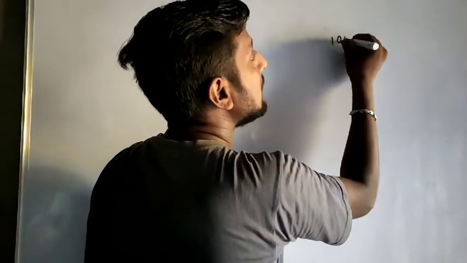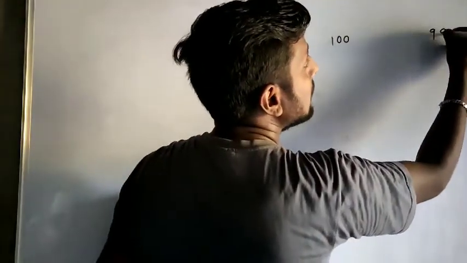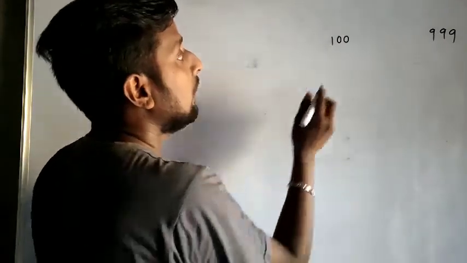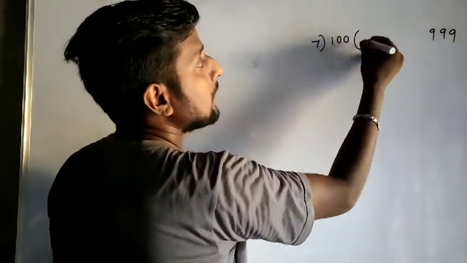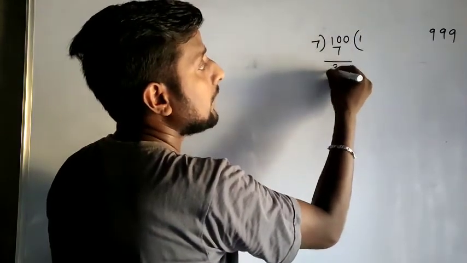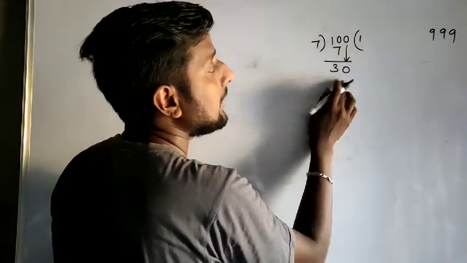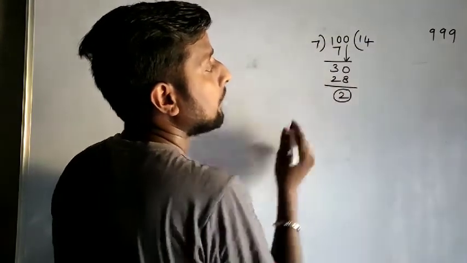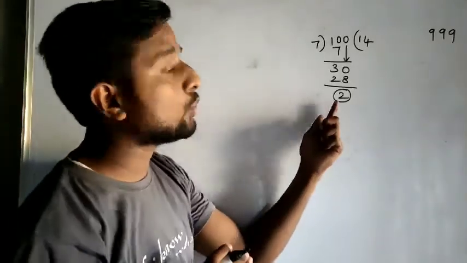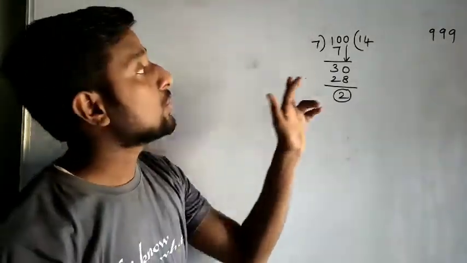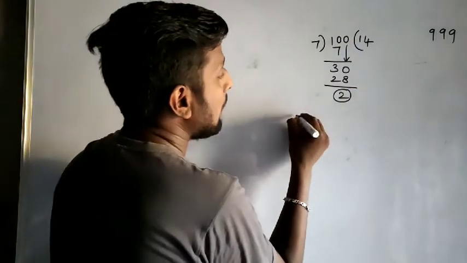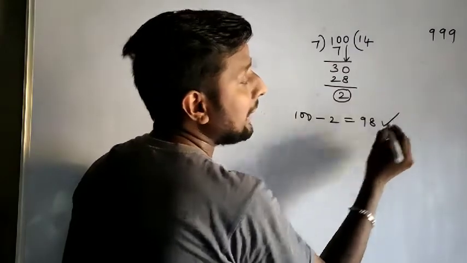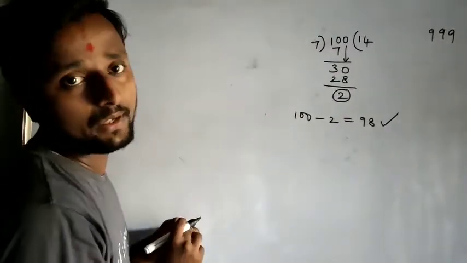The smallest 3-digit number is 100, the largest 3-digit number is 999. If you go with 7, 7 ones are 7, 7 fours are 28, 2 left. So 2 is the remainder, the extra number. From 100 if you subtract 2, we get 98, and 98 is a number which is divisible by 7.